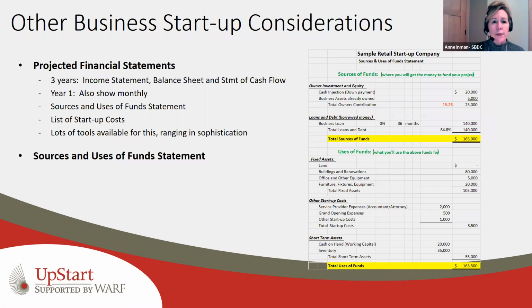Last point here on small business or startup considerations. I want to talk about projected financial statements and then the sources and uses of funds statement. Many of you may need to seek bank funding at some point for your venture, and if you're going to do that, banks traditionally want to see projections. When they say, we'd like to see some projections, what they're typically looking for are 3 years' worth of income statement, balance sheet, and statement of cash flows. Okay, the big three. They're looking for 3 annual statements, and then the first year they'd like to see monthly. If you're trying to pull those together, SBDC certainly has some templates that can help with that.